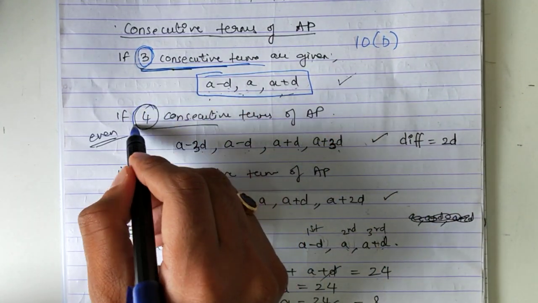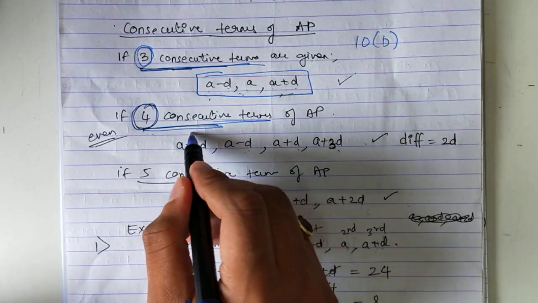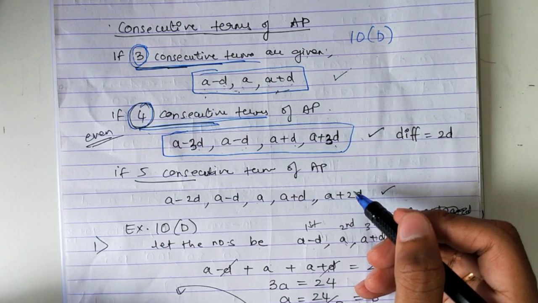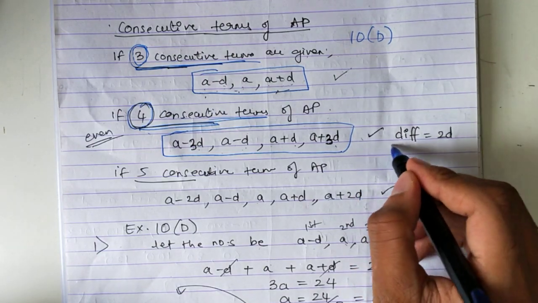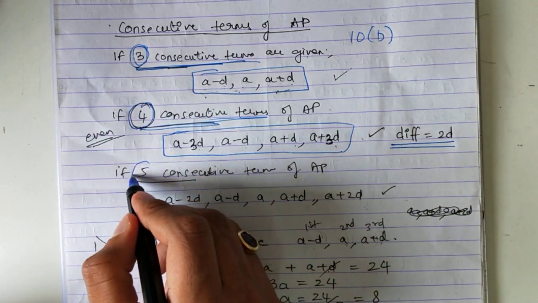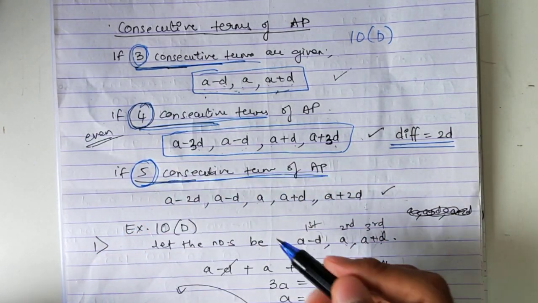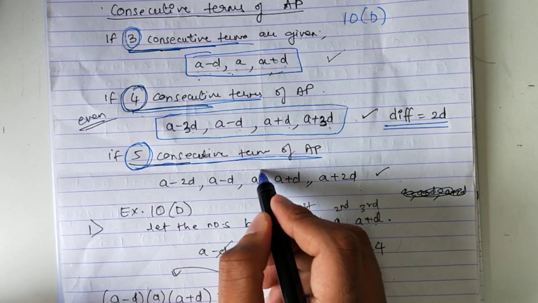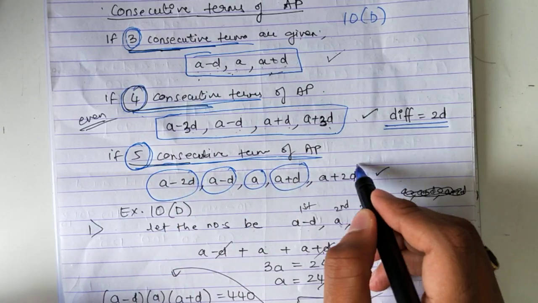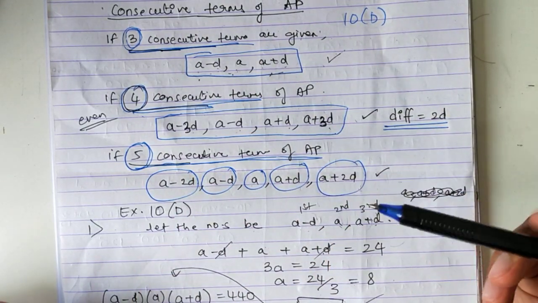If you have been given four terms of AP, then you will take A minus 3D, A minus D, A plus D and A plus 3D, and the difference as 2D. And when you have been given 5 consecutive terms of AP, you will take A, A minus D, A plus D, A minus 2D, A plus 2D. These three things I told you have to learn.